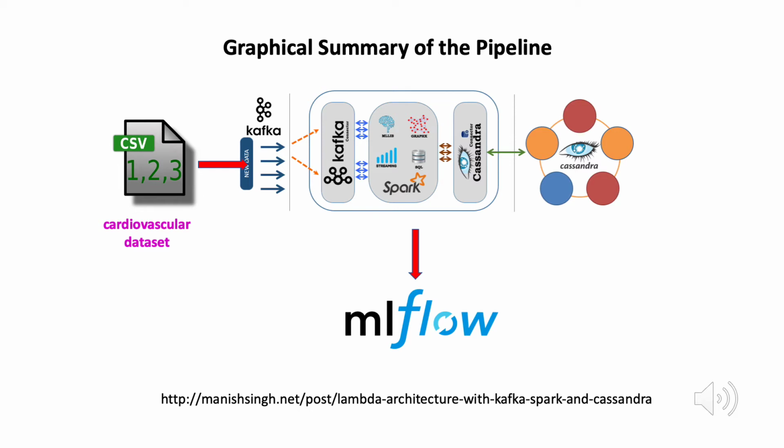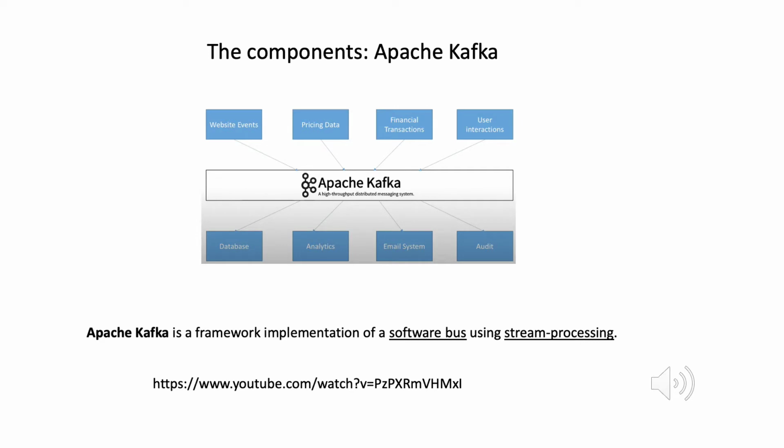The big data pipeline chosen for the cardiovascular project comprises Kafka for streaming, Spark for streaming and machine learning, Cassandra for storage, and MLflow for logging and tracking models. Kafka is a high-throughput distributed messaging system. Kafka allows us to take data from different streams such as website events, pricing data, financial transactions, user interactions, or in our case, cardiovascular data.